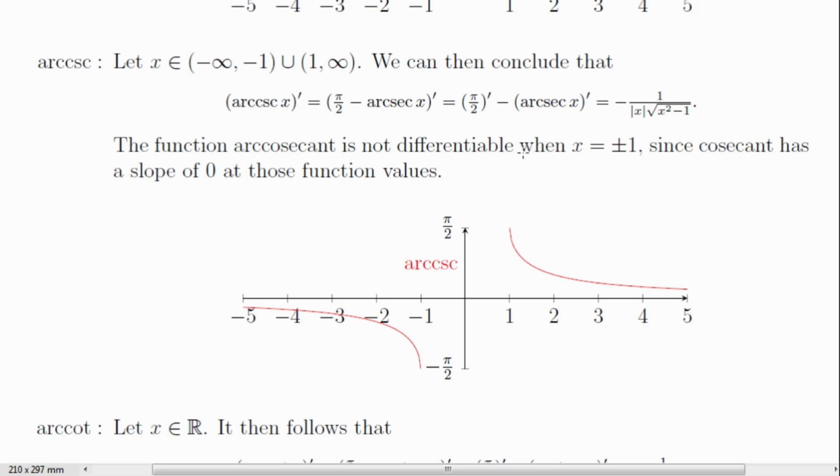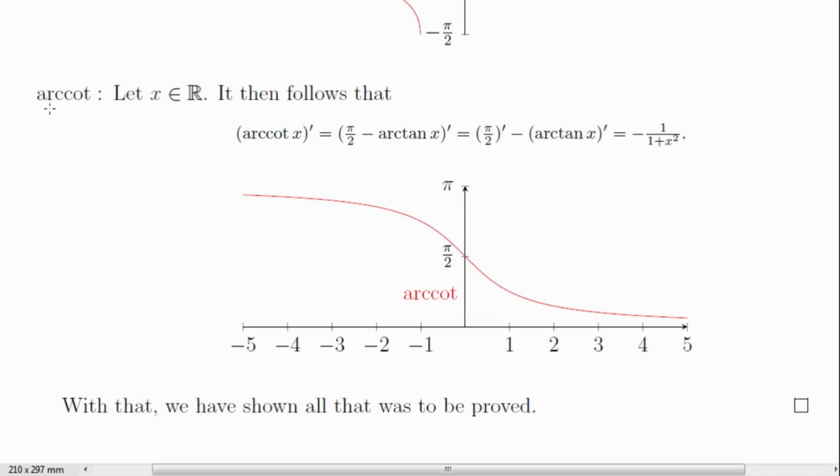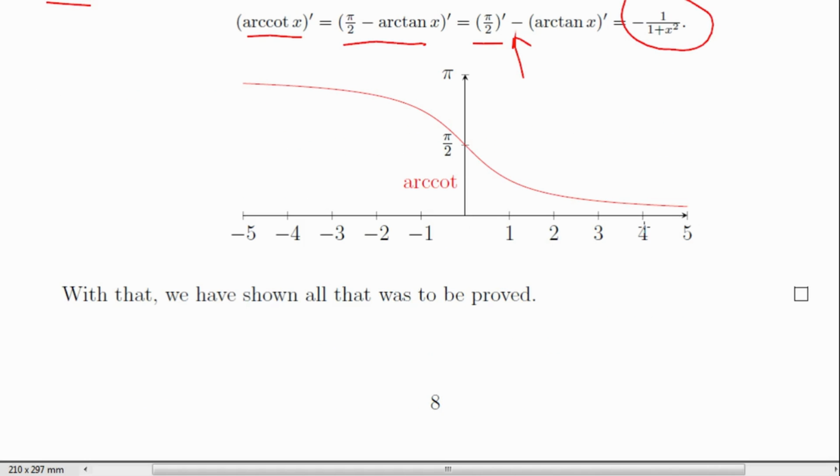So for arccosecant, we just do the same thing. We rewrite it in terms of arcsecant. This derivative goes to 0. We end up with a negative sign in front of the derivative for arcsecant, and we have our answer. The same goes for arccotangent. We rewrite, the derivative is 0. We have a negative sign, and that gives us our answer.